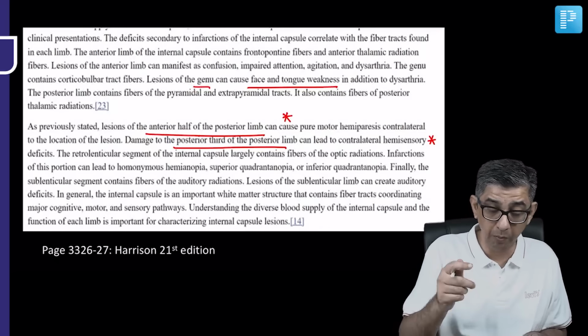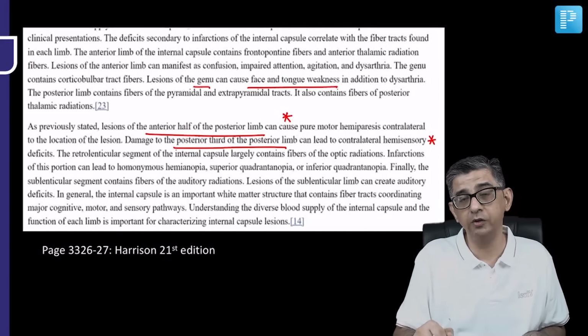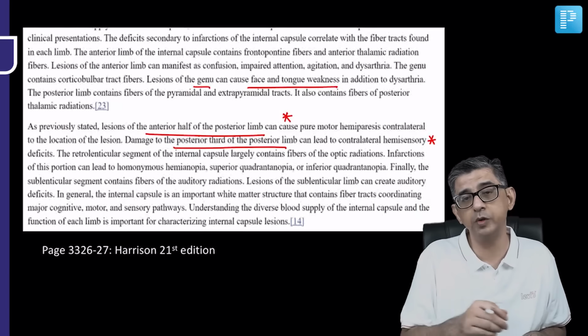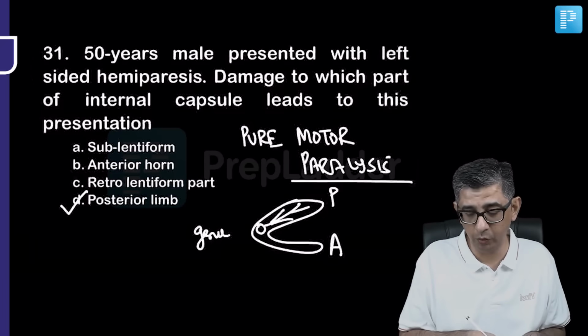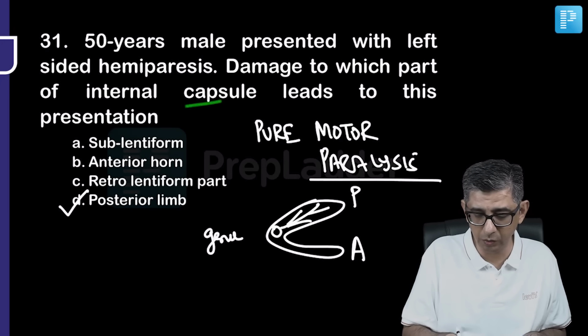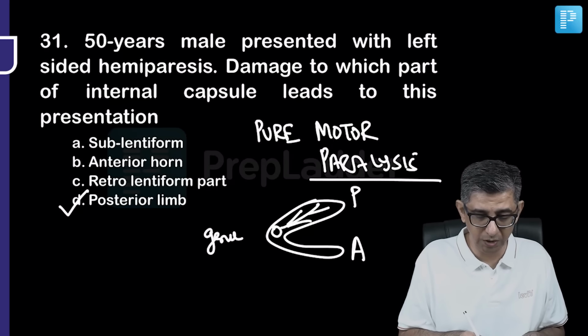Anterior half of the, remember, it is not the anterior limb, it is the anterior part of the posterior limb, and then the posterior part of the posterior limb, which is to be remembered by you for pure motor and pure sensory stroke. However, he did not write those words because then it would have been relatively easier for you, so he used the word hemiparesis, and the subcortical stroke presentation was asked as internal capsule involvement. Answer to 31 is D.